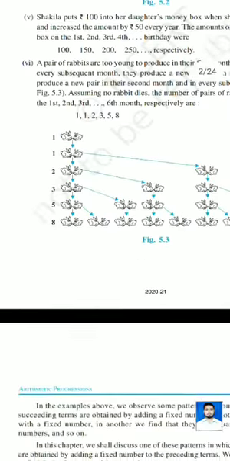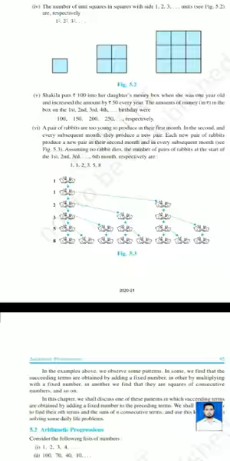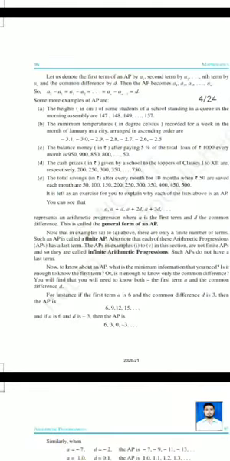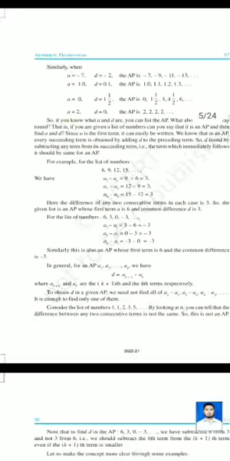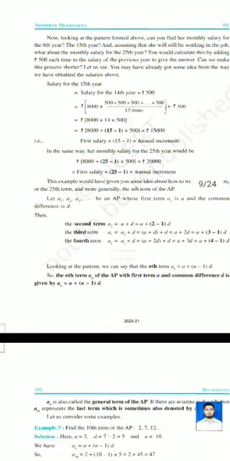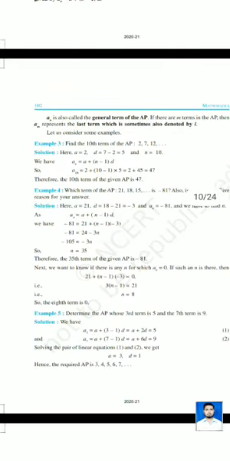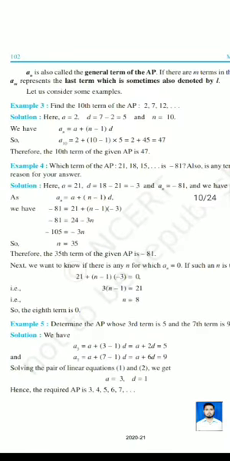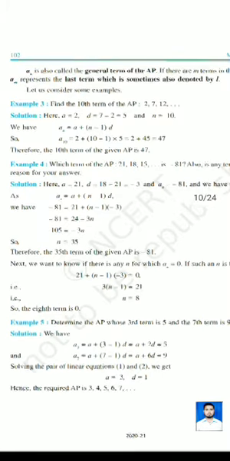So we have already completed exercise 5.1 last class. So today I am moving forward. Look at example 3. Find the 10th term of the AP. The AP is 2, 7, 12, etc. So look at this AP.